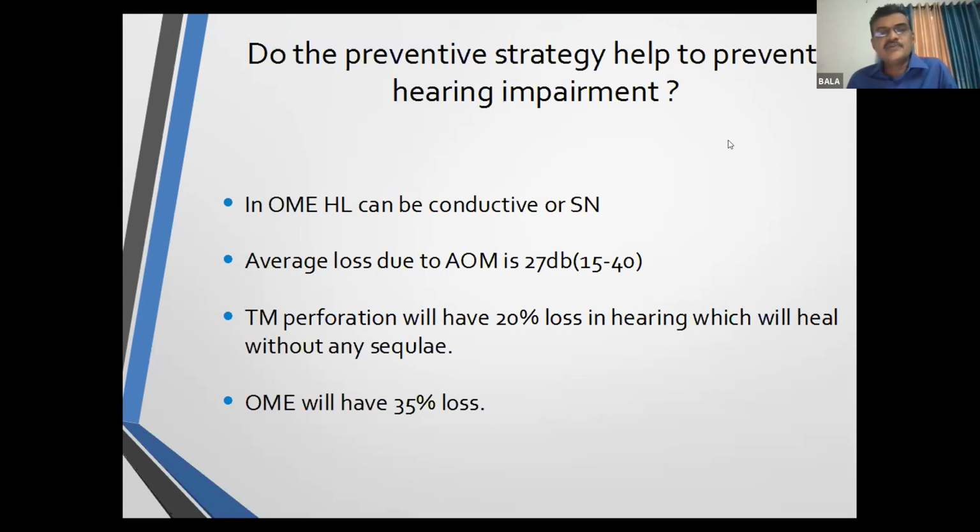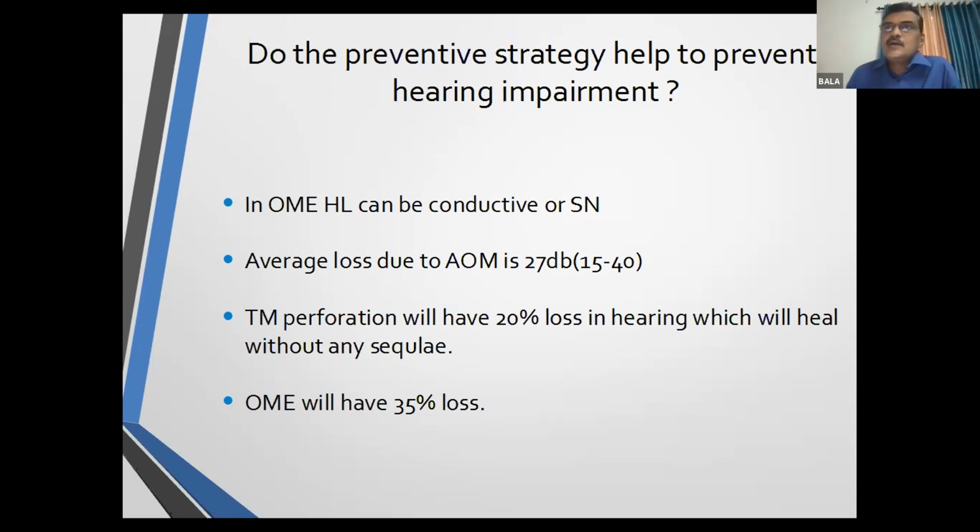And tympanic membrane perforation will have 20% loss in hearing, which will heal without any sequelae. So acute otitis media can also produce 20% hearing loss, which will recover once the tympanic membrane is healed. And otitis media with effusion can produce up to 35% hearing loss. So grommet tube insertion will definitely relieve the hearing impairment.